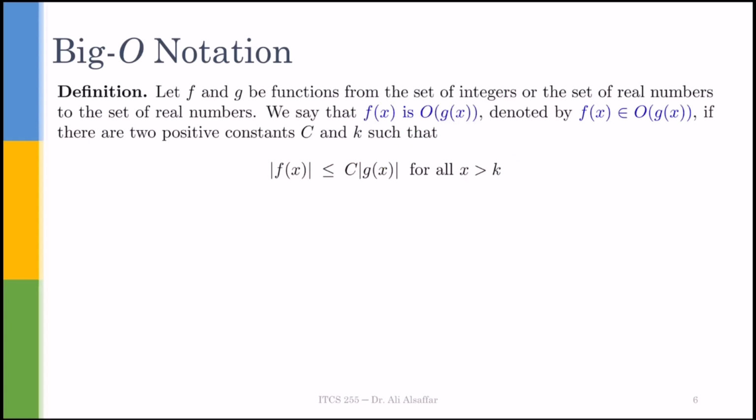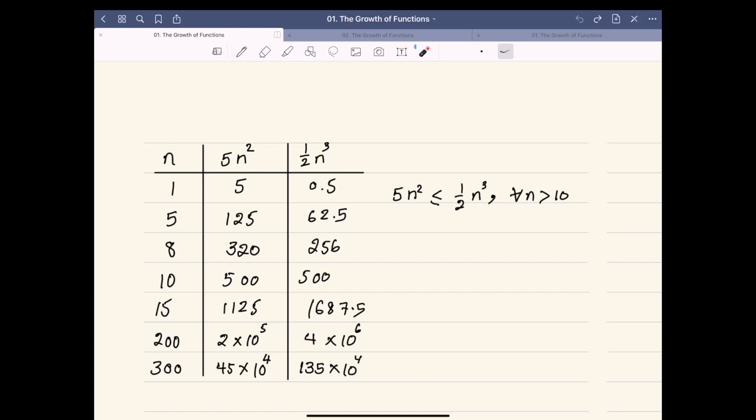Let us go back to our early example, the introduction example, and show that what we have reached was exactly the same as this definition. In this example, we have concluded that 5n squared was less than or equal to half n cubed for all n greater than 10. The basic definition for big O states that the absolute value of f of x is less than c times the absolute value of g of x, for all x greater than k.